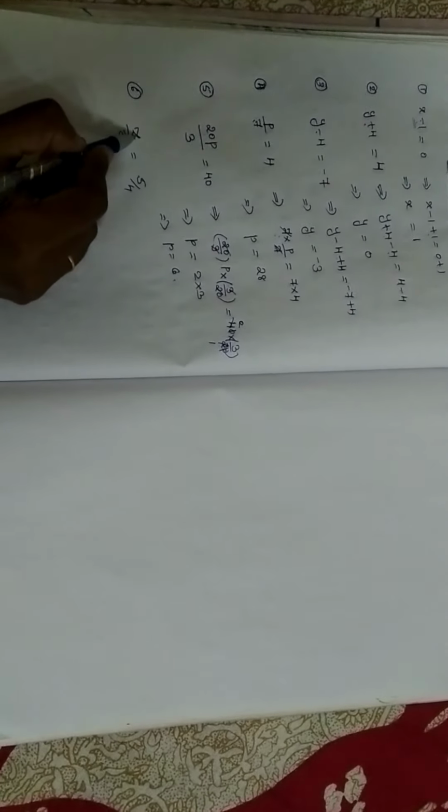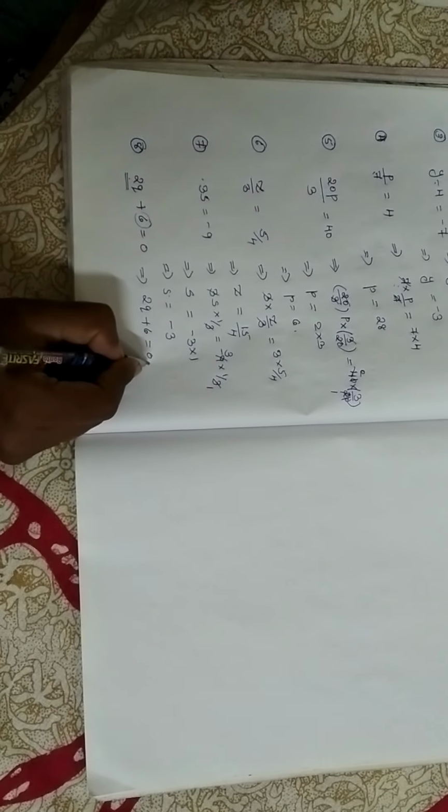Eighth one, 2q plus 6 is equal to 0. Here two operations are there: one is addition and another is multiplication. So first we separate this constant term and the variable term. First we separate it. Here it is addition, so we take subtraction.